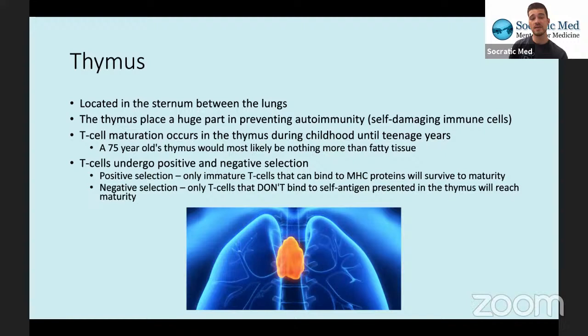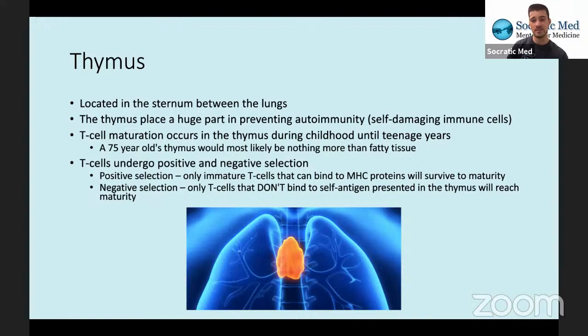And the thymus plays a huge part in preventing autoimmunity, which is self-damaging immune cells, which we'll talk about in a little bit. T cell maturation occurs in the thymus during childhood until about the teenage years. So like I said before, a 75-year-old's thymus would most likely be nothing more than fatty tissue. And that was why it was so elusive to scientists that were trying to study it for so long, because they didn't really know that it was part of the immune system. They didn't know what the function was. So they were only looking at adults, so they weren't really thinking to look at children.